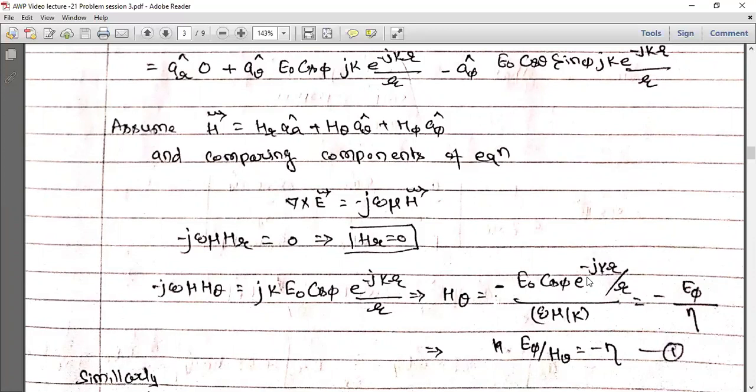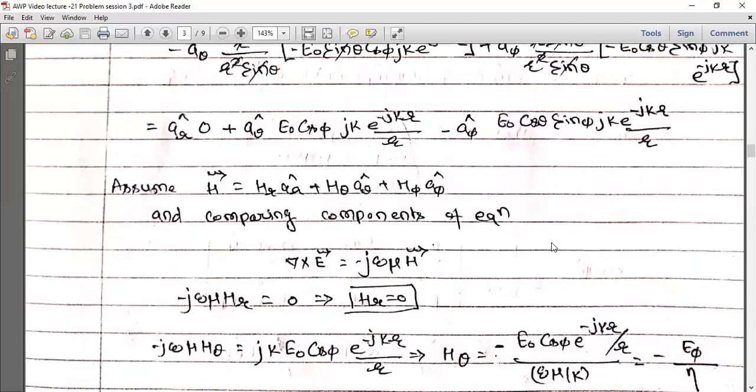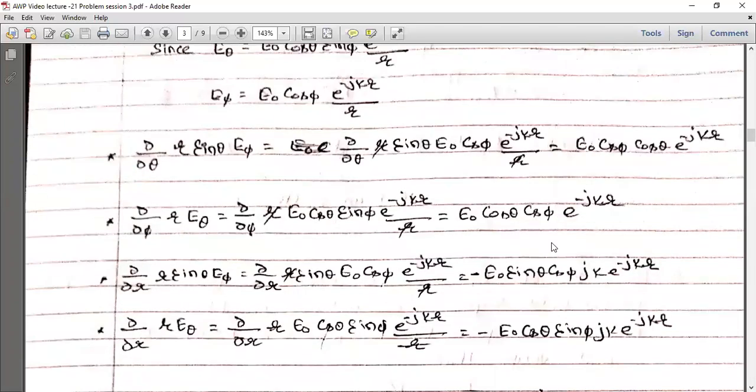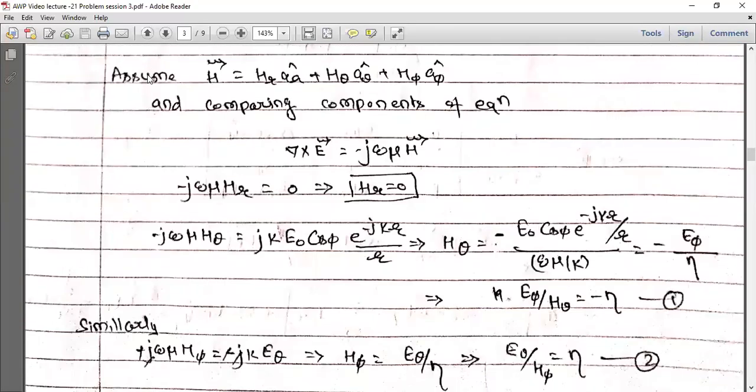So as I have written over there, E0 cos φ e^(-jkr)/r is actually the phi component of the electric field intensity given. This is the phi component of the electric field intensity given, and this is a constant. By the way, we represent this constant by η. So we have H_θ equal to minus E_φ/η, or E_φ/H_θ is equal to minus η, by just keeping H_θ on the right hand side and η on the left hand side. So you get this particular expression.